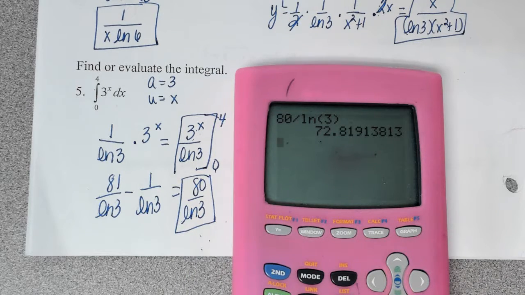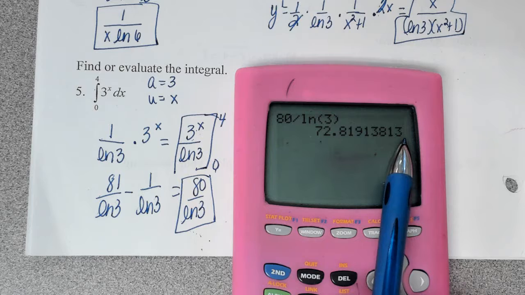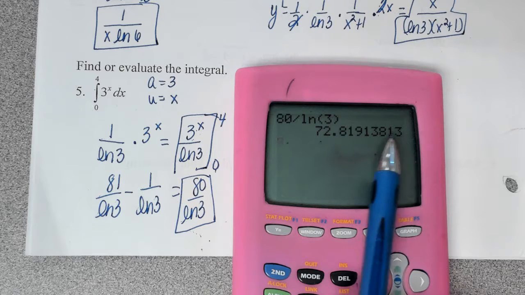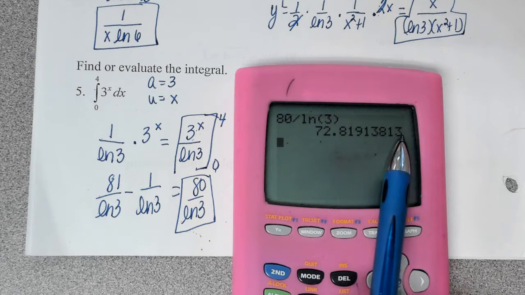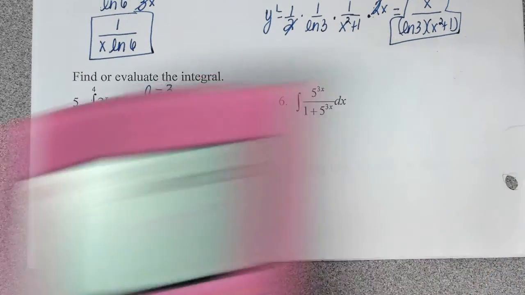We would always like to give the exact answer. Right here is the exact answer. This is not exact. Even if you wrote this whole thing, it's still not exact, because the calculator is just rounding to whatever that last digit is. This is irrational. It goes on forever.